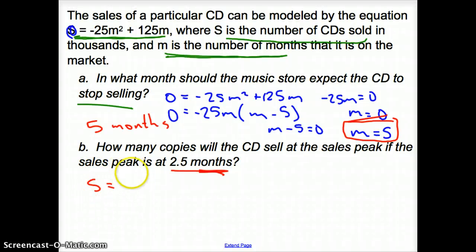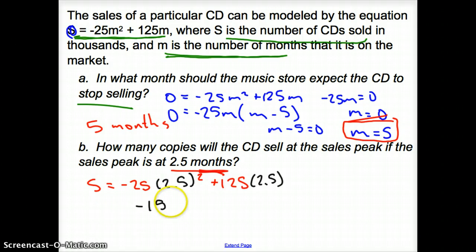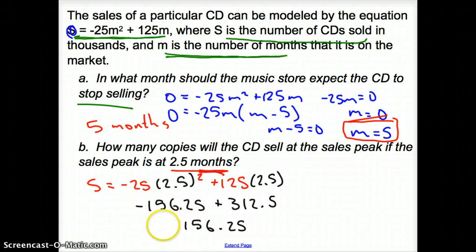We have S equals a negative 25, and then I'm going to change my color and plug 2.5 right in for that M, squared from your problem, plus 125, and then times 2.5. Let's go right down the list here, or right down the row. So I'm going to square this first, right? Square this first, and then multiply it times the negative 25 to get negative 156.25, and then you multiply this out to get plus 312.5. And now, again, plug this into your calculator, and you come up with 156.25.